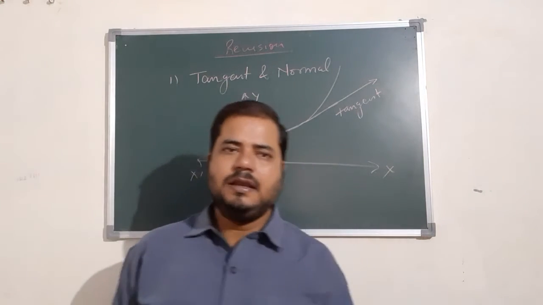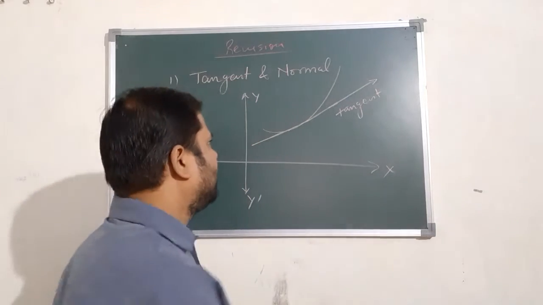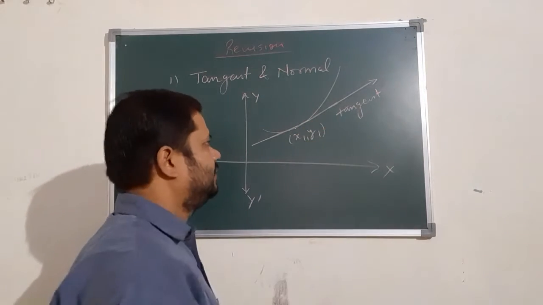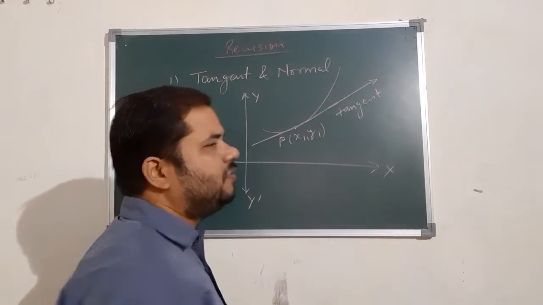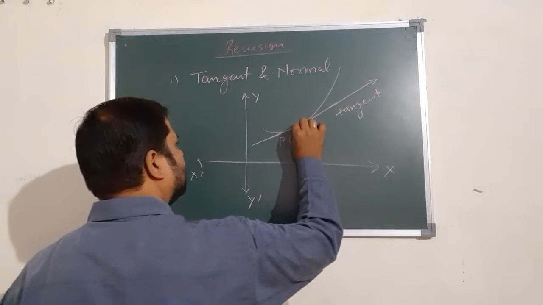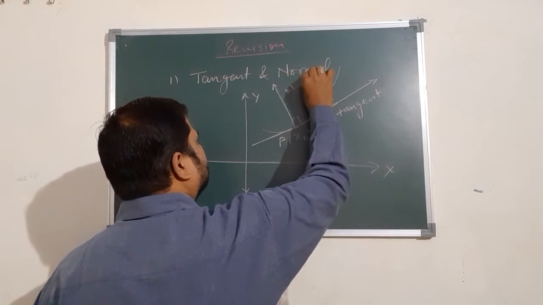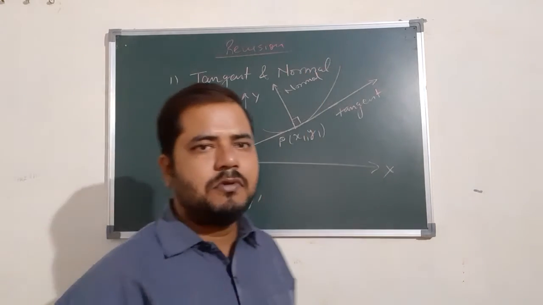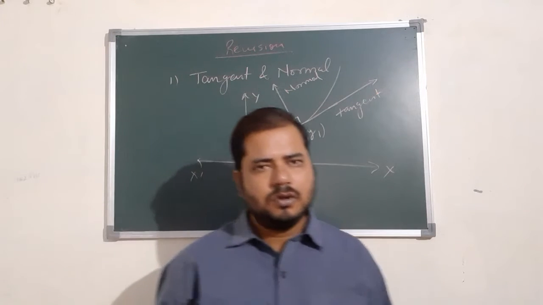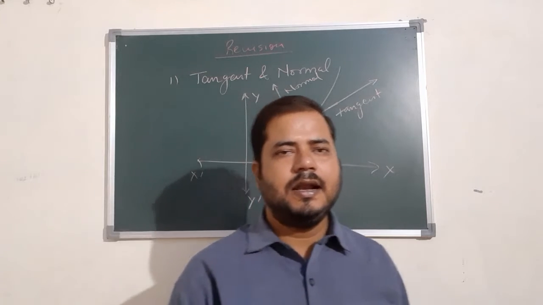If a line touches a curve at a point, then that line is known as a tangent. See, this P is the point of contact. And what is the normal? A line perpendicular to the tangent is defined as the normal. So in calculus we have to find the equation of tangent and normal.